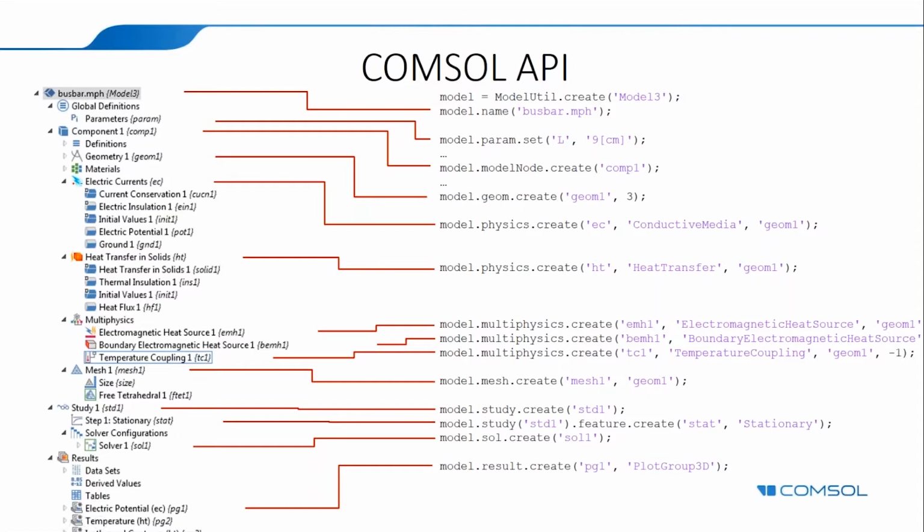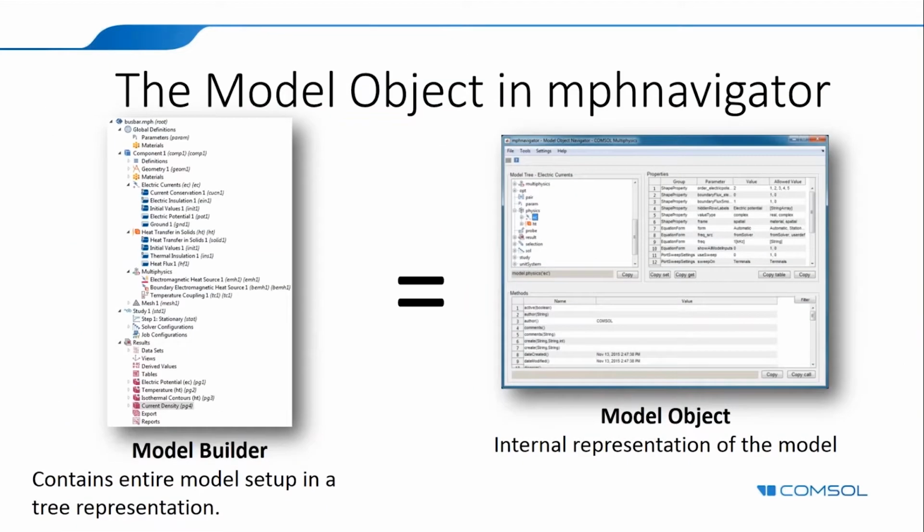So if you're familiar with COMSOL, this is how things look. You have the model tree inside of COMSOL Multiphysics here with all the settings. And for each part of the model tree that you see here, there's a corresponding part of the COMSOL API that shows you how to set things up. In this case here, we see that we can set a parameter L to 9 centimeters. We set up some geometries, some physics, and so on and so forth.